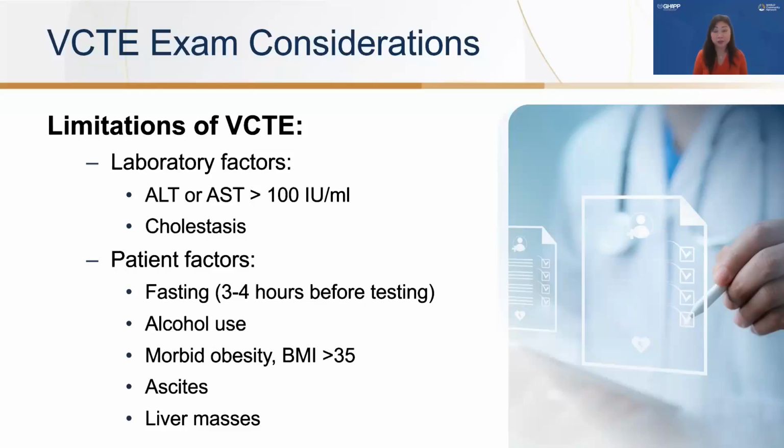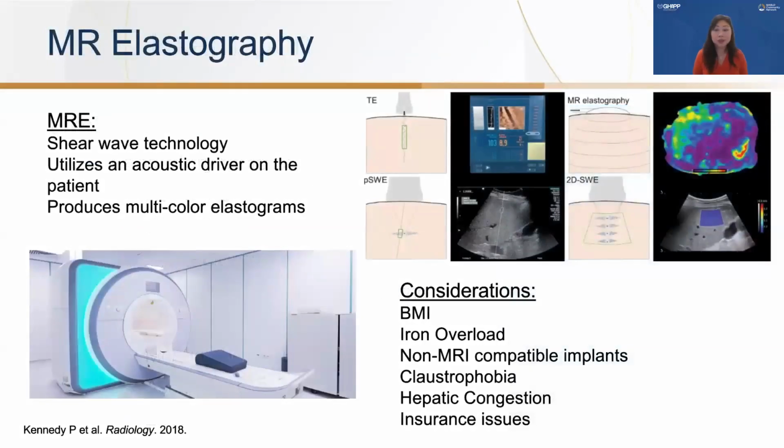Any patients with ascites should not get the FibroScan test because fluid interrupts the ultrasound signaling. And patients with multiple liver masses can have a falsely elevated liver stiffness.